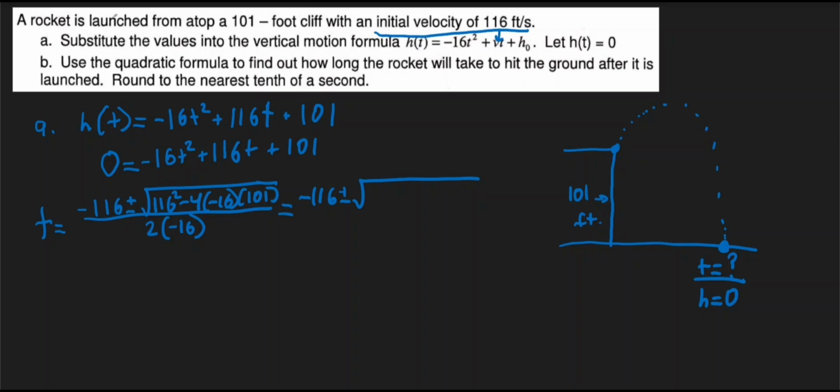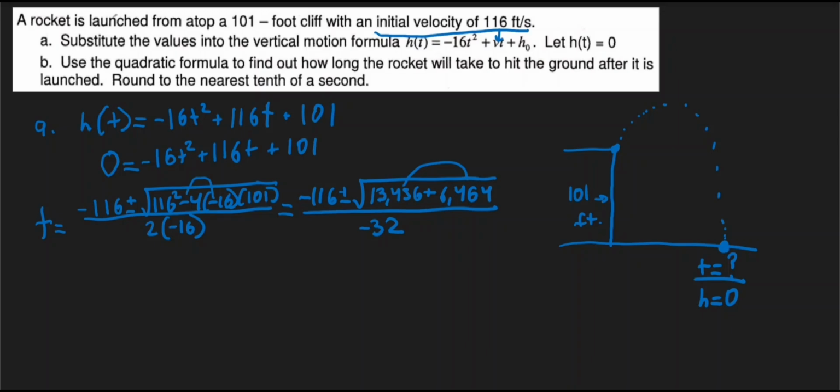13,456. So we have 13,456, and then a negative times a negative gives us an overall positive symbol. And 4 times 16 times 101. Let me check what that would be. So 4 times 16 times 101. That gives us a 6,464. So 6,464. And the entire quantity divided by twice negative 16, which is a negative 32. All right, so from there, let's get the sum of 13,456 and 6,464. Let's check what that is. It's going to be 19,920.